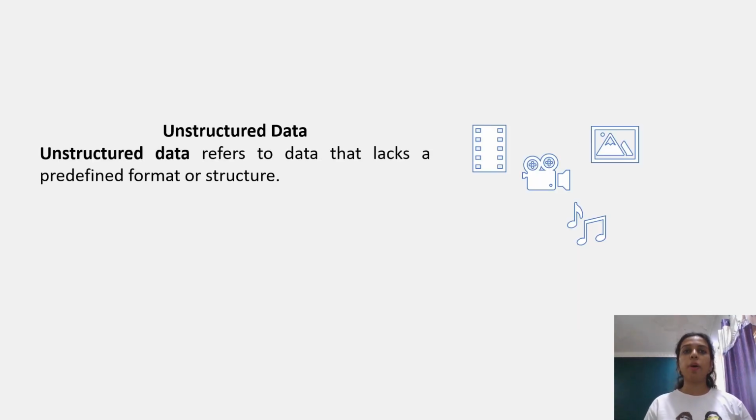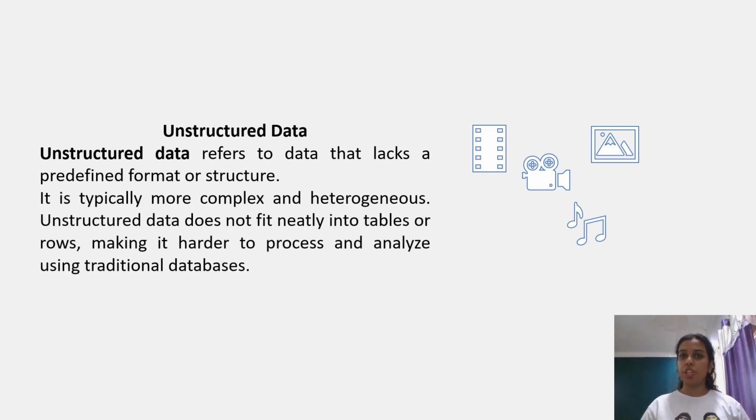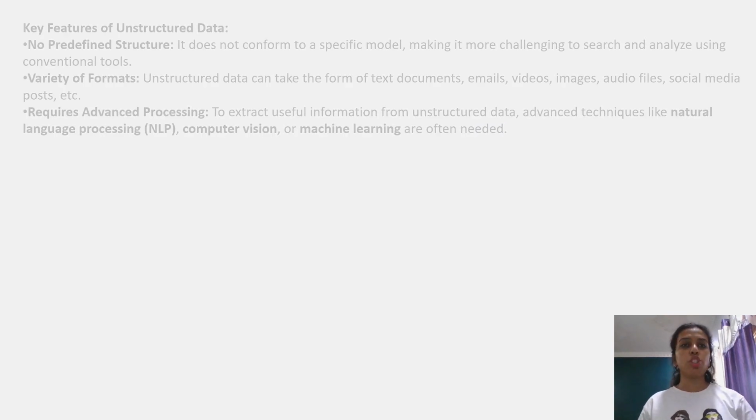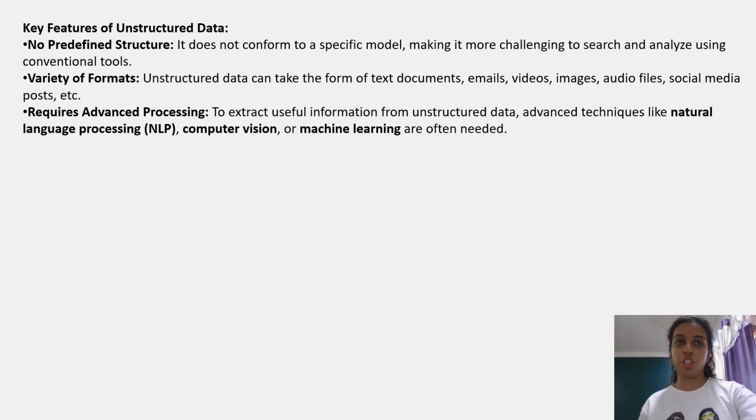Now, let's talk about unstructured data. Unstructured data, as the name suggests, has no predefined format. It does not fit neatly into rows and columns. This is the type of data you would find in social media posts, emails, photos, videos, or even sensor data from IoT devices. Let's talk about key features of unstructured data.